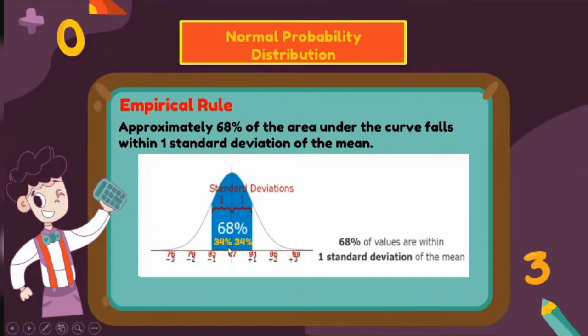So 1 standard deviation to the left and then 1 standard deviation to the right. So for our interpretation, 68% of data lies within 1 standard deviation from the mean. And if you will notice, our raw scores, or the grades of the senior high school students, will range from 83 to 91. So meaning 68% of the students might score 83 to 91 in terms of their grades.